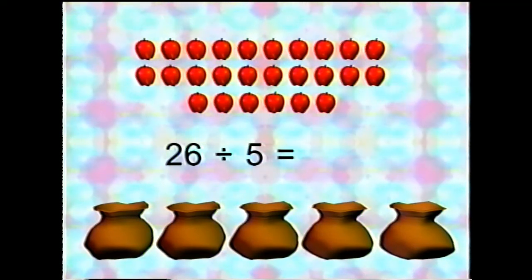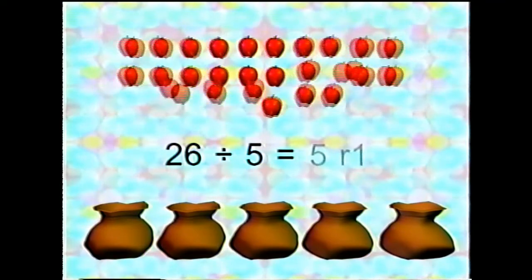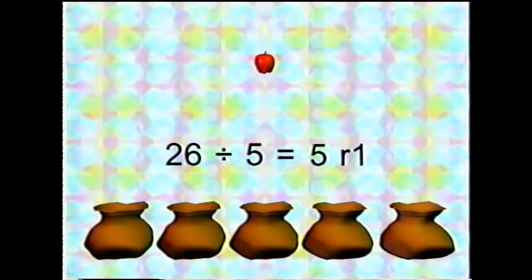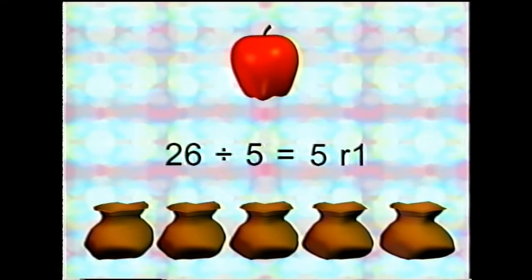Rachel had 26 apples and 5 bags. She wanted to put an equal number in each bag. How many apples will go in each bag? The answer is 5, with 1 left over. I know what to do with the remainder.